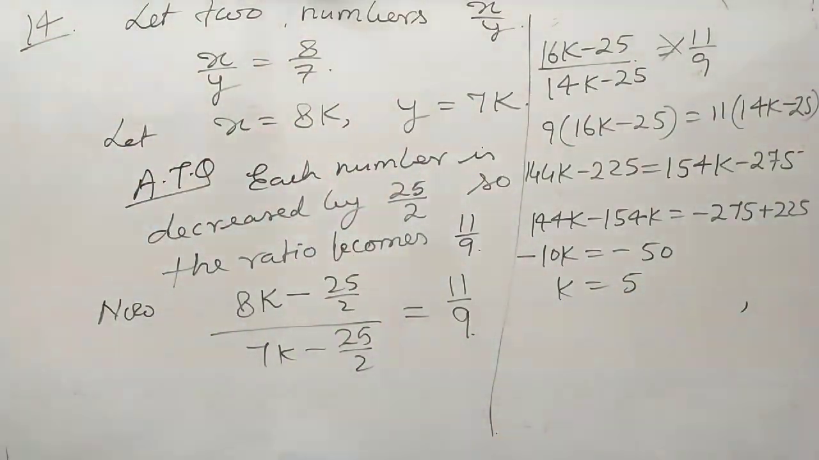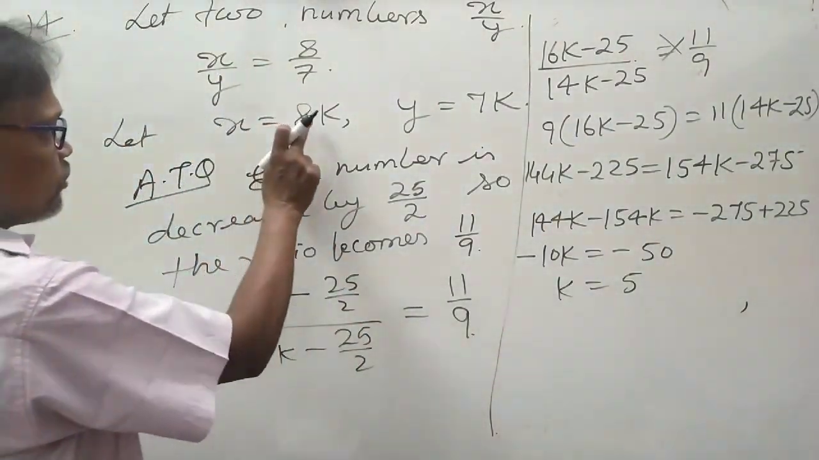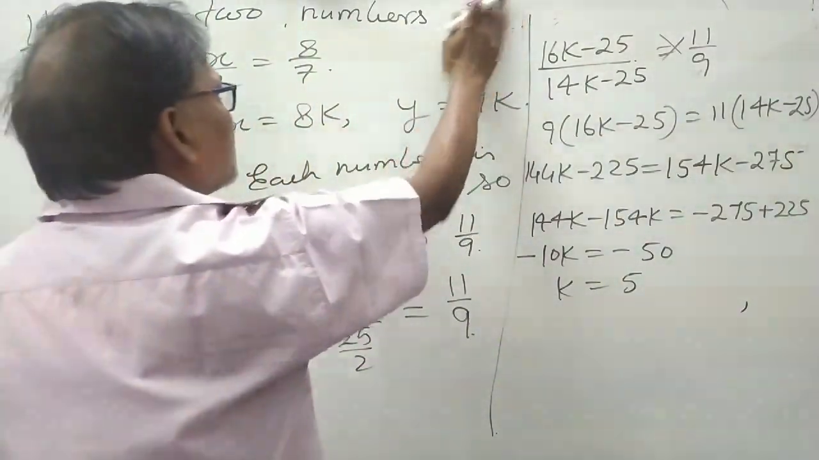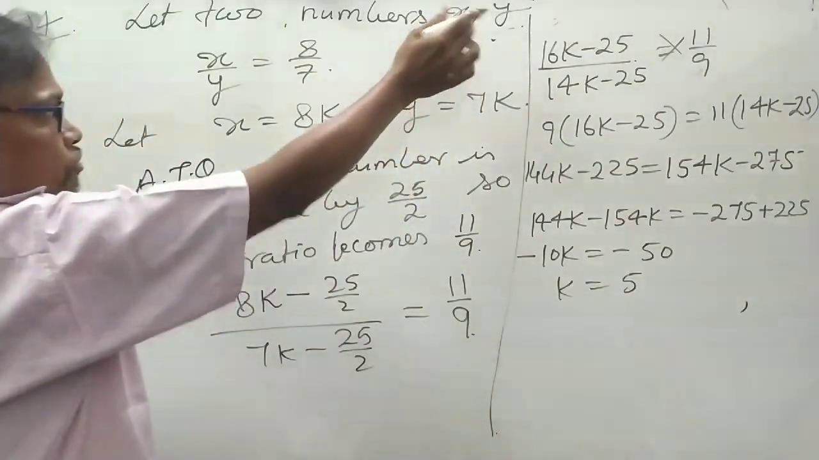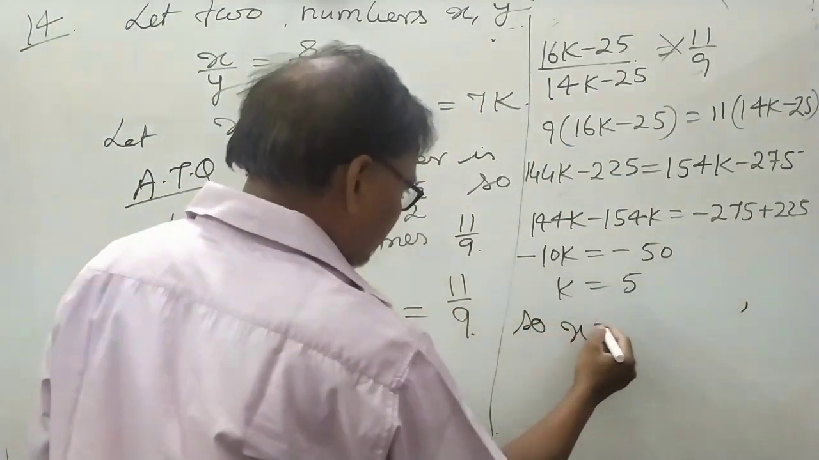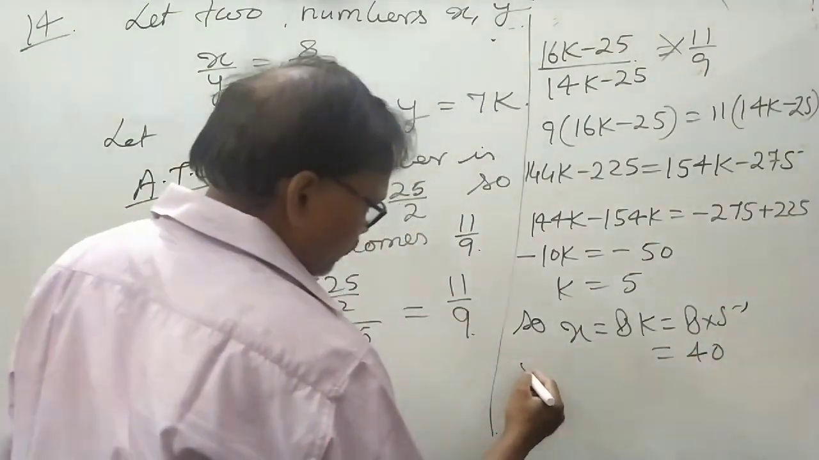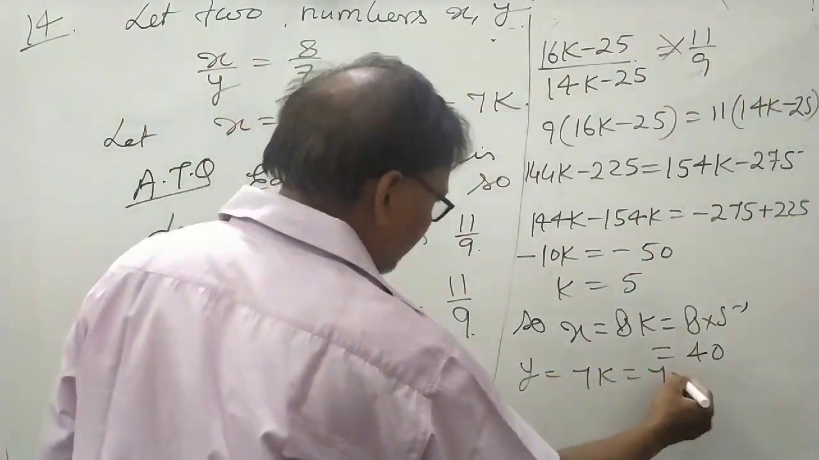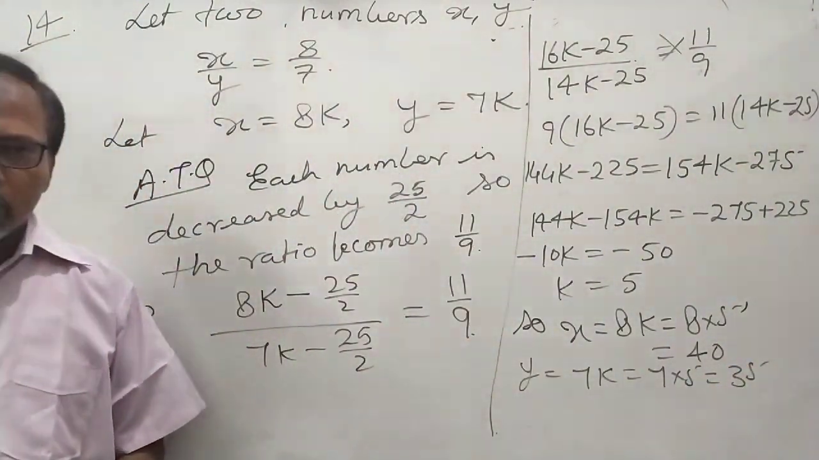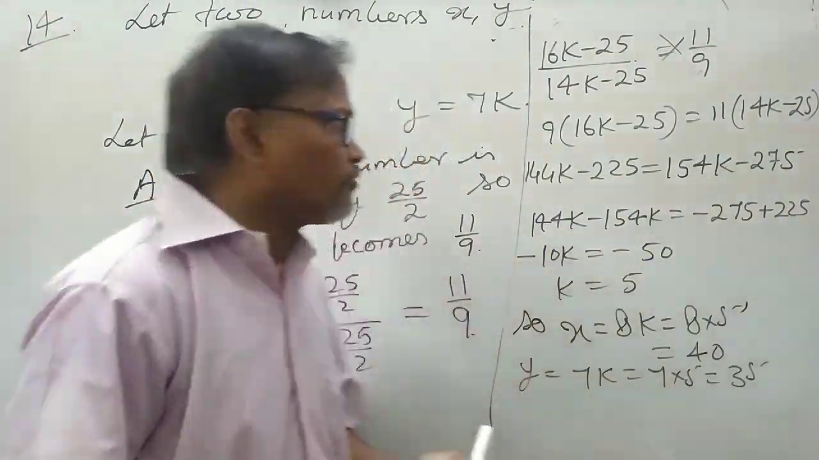After getting the value of k, you have to find the two numbers, x and y. So x is equal to 8k and y is equal to 7k. So x is 8 into 5, which is 40, and y is 7 into 5, which is 35. These are the two numbers. This is the simple way. You have read ratios in previous classes also, so no problem.